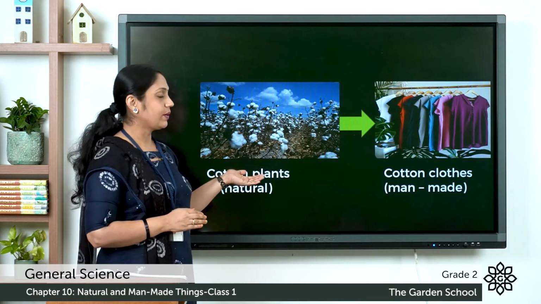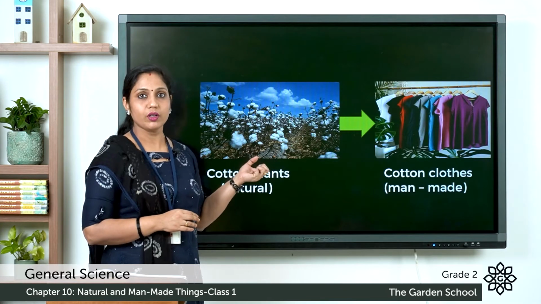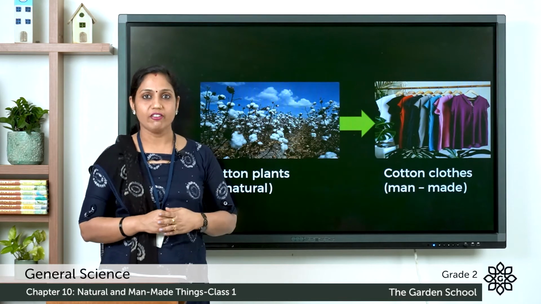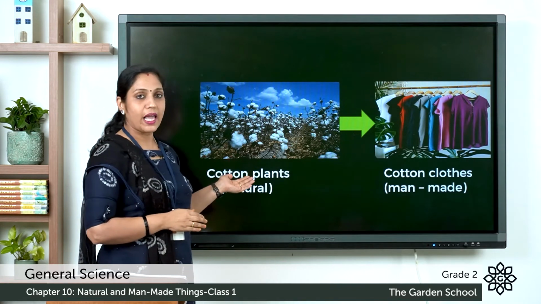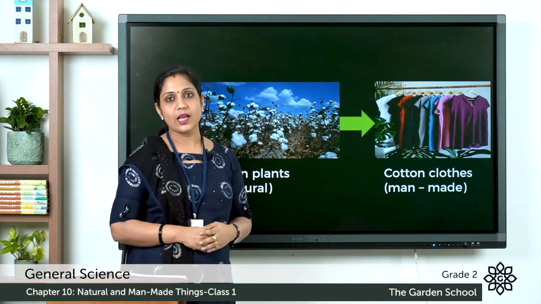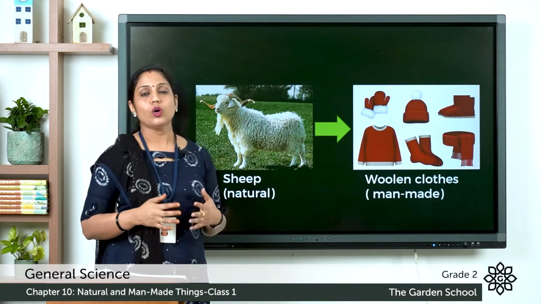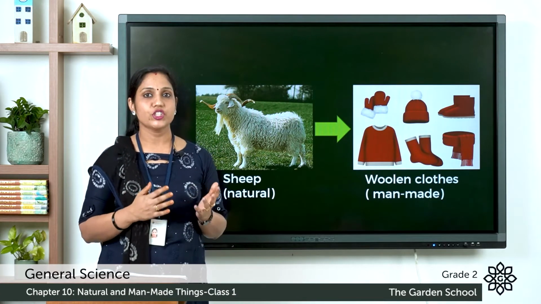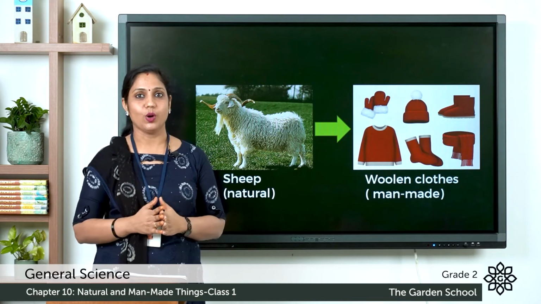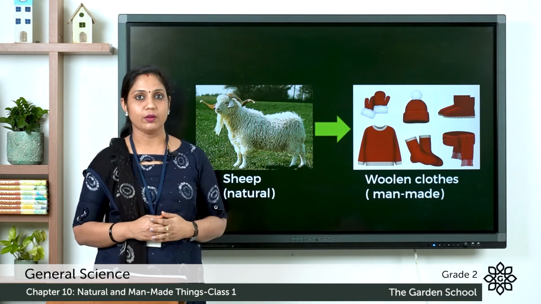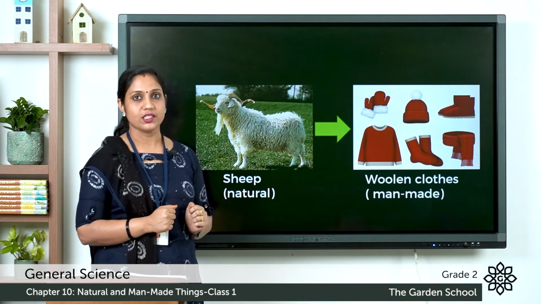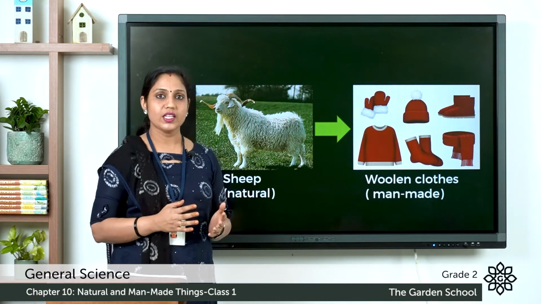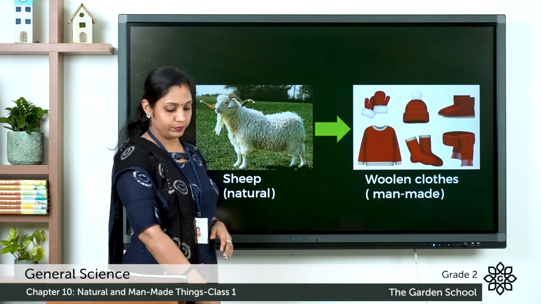So from the cotton that is obtained from cotton plants, we make cotton clothes. And those cotton clothes are made in factories. So we can say that cotton plants are natural things and cotton clothes are man-made. And what about woolen clothes? We have already learnt that woolen clothes we get from sheep, camel, rabbits and so on. So we get wool from these animals. These animals are natural things and out of this wool we make woolen clothes and that is made in factories. So we can say that the woolen clothes are man-made.